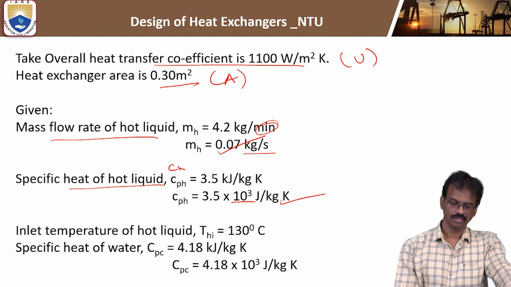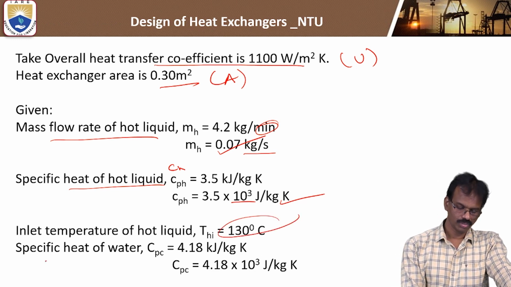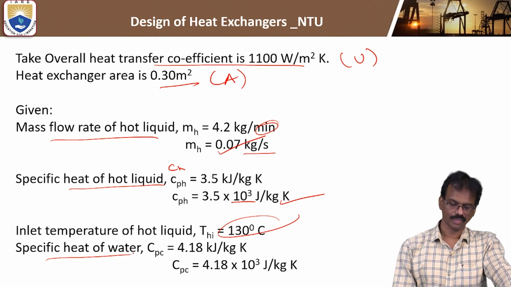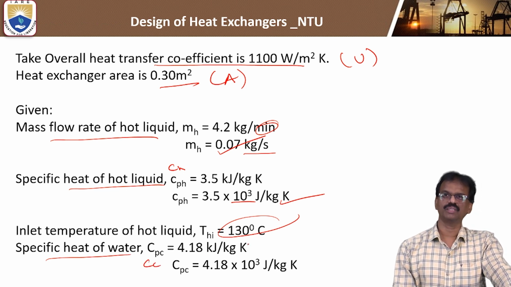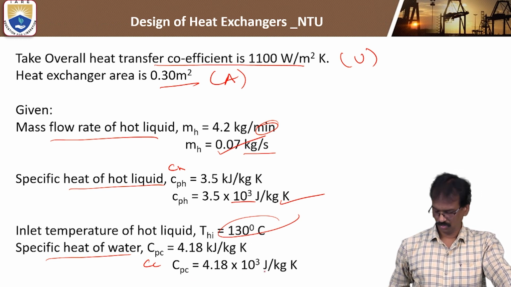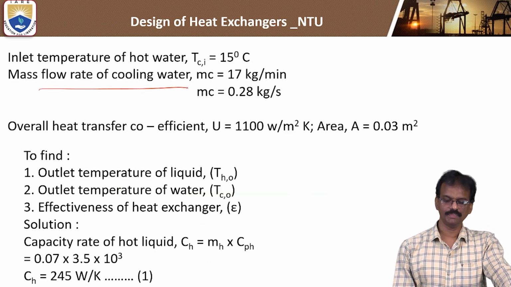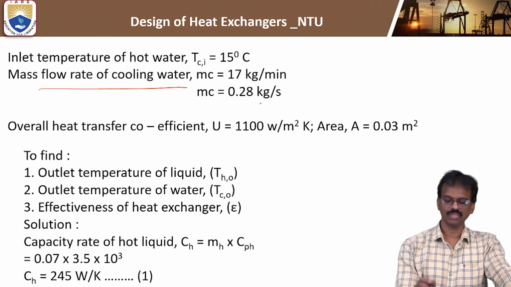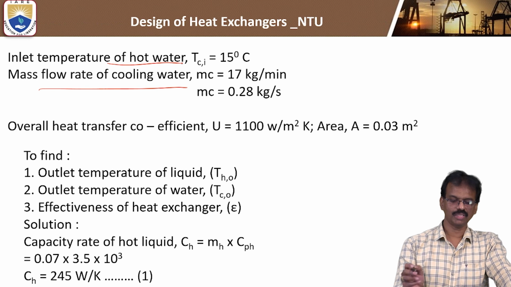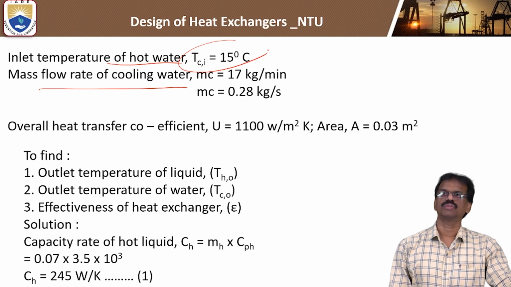You know that. Similarly, the inlet temperature of the hot fluid is also given. Hot fluid temperature is 130 degrees Celsius. Next, specific heat of water, the cold fluid. So Cc is equal to 4.18 kilojoules, just convert into joules, 4.18 into 10 cube. Similarly, the mass flow rate of the cold fluid is also given. So 17 kg per minute converted into kg per second. Inlet temperature of the cold fluid is also given. So that is TCI is equal to 50 degrees Celsius.